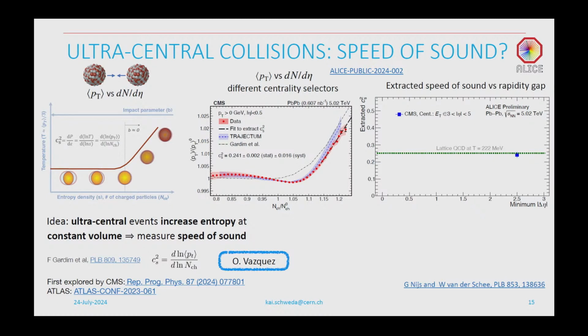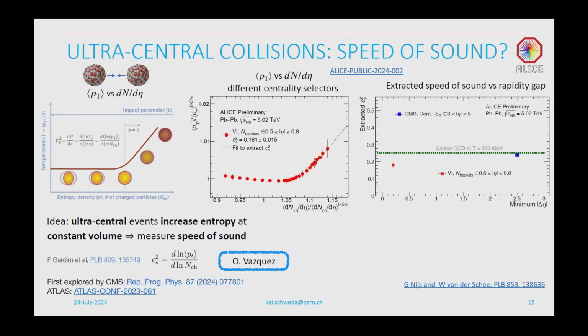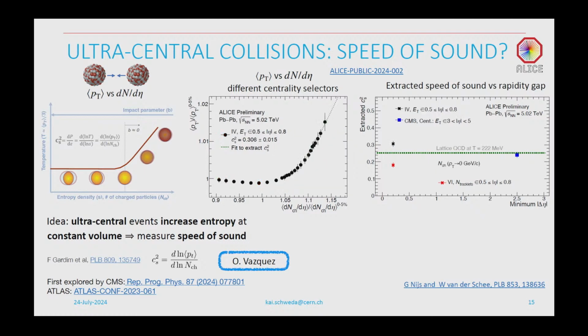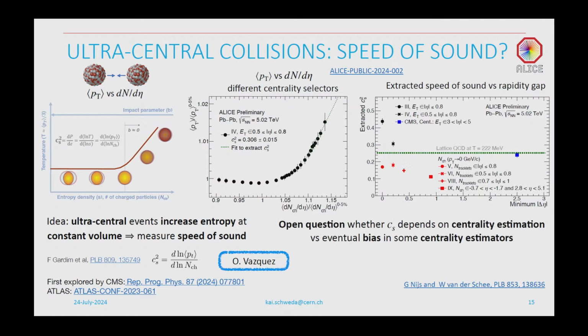Now, ALICE did a similar analysis, and they find that if they use for the centrality estimator the number of charged tracks, they find a bit lower value. If they use the transverse energy, they find a bit higher value, and if they do this over different rapidity gaps, a similar picture emerges.